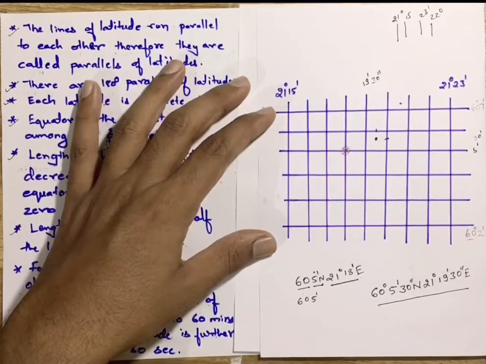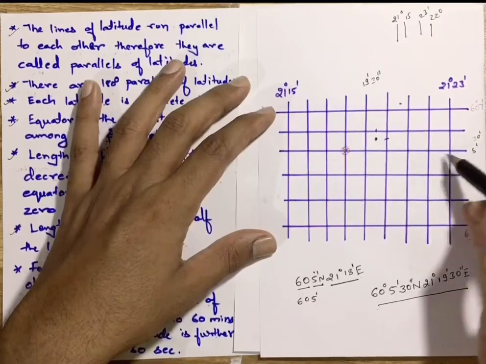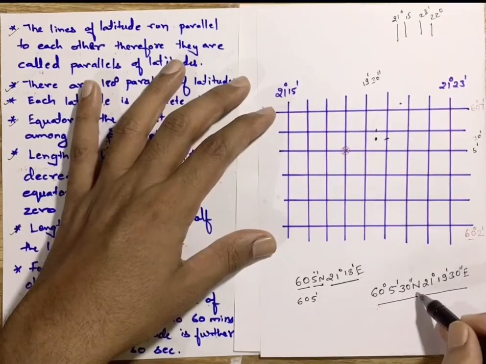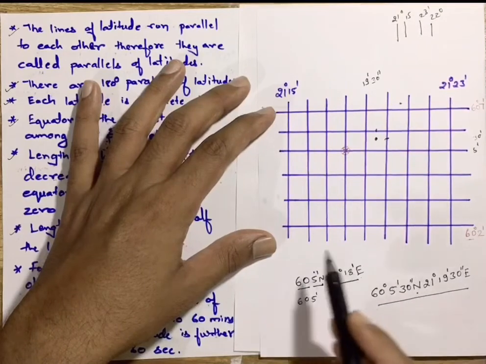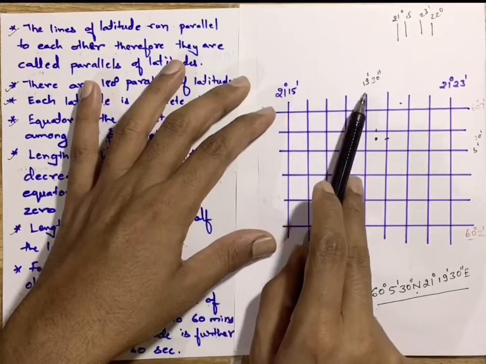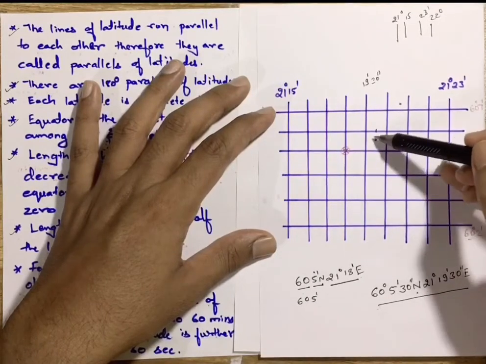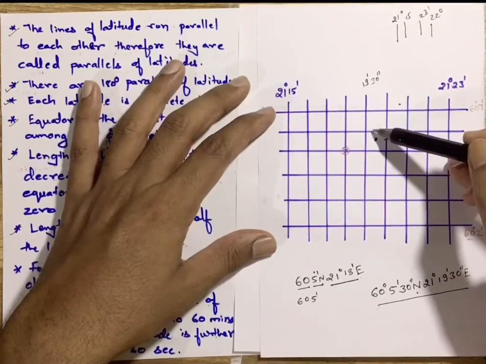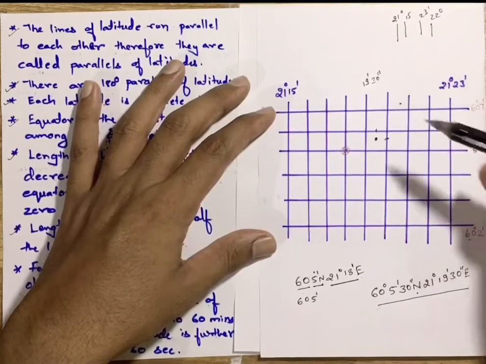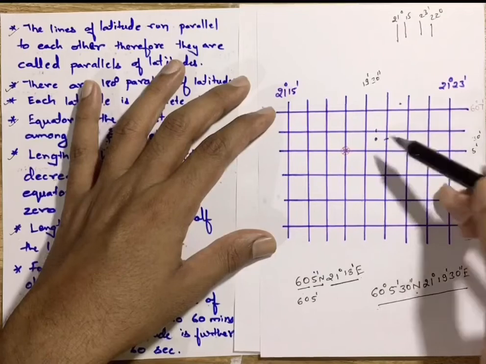So if you find out the location of this place, it becomes 60 degree 5 minutes and 30 seconds north, right? With the longitudinal location, this is 21 degree 19 minutes, right? This is a 19-minute line, okay? And then further again this 1 minute is divided into 60 divisions and this is the 30-second line. So it is 30 seconds east. So this is the location of this particular point, right?